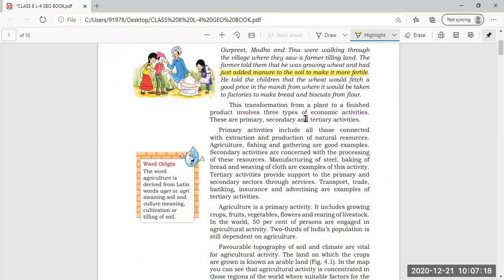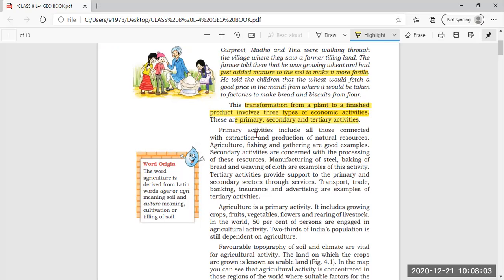Then, this transformation from a plant to the finished product involves three types of economic activities. From the growing of the plant to the finished product. Which is the finished product? The bread and the biscuit, or the chapati, is the finished product. So, all these involve three types of economic activities, and these three types are primary, secondary, and tertiary activities.